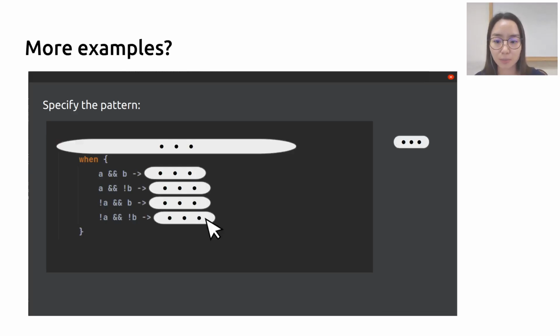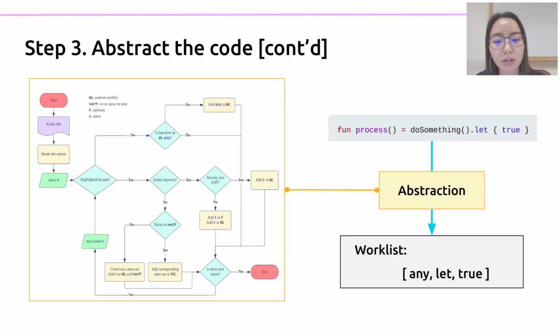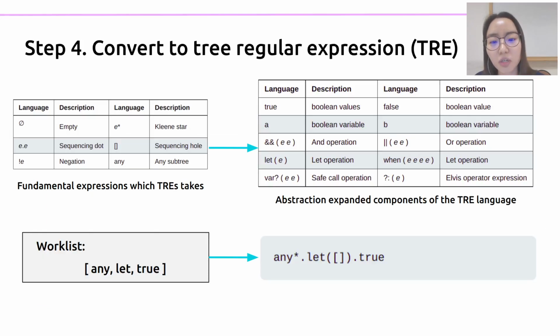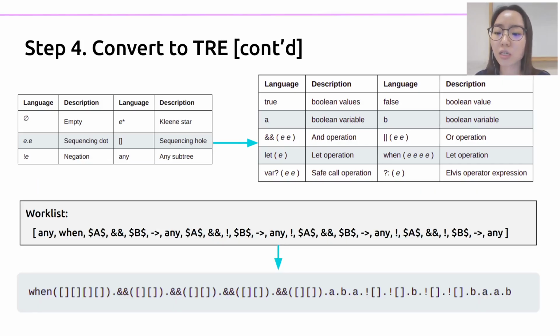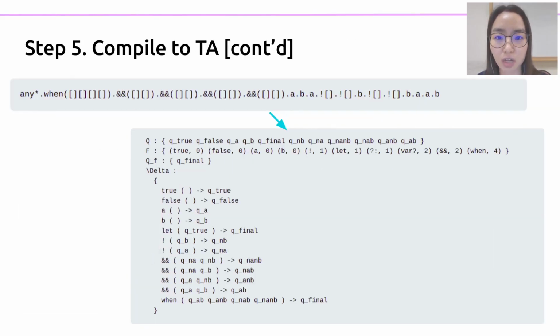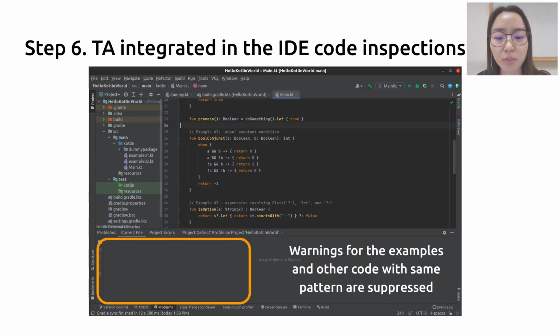Next, the code segment goes through an abstraction process to collect the parts relevant for pattern recognition and abstracting relevant concrete parts into meta variables. Parts of the code collected from the abstraction are then combined together to generate a tree regular expression. The generated tree regular expressions are subsequently compiled to tree automata. And finally, the synthesized tree automata are integrated into IDE code inspections.